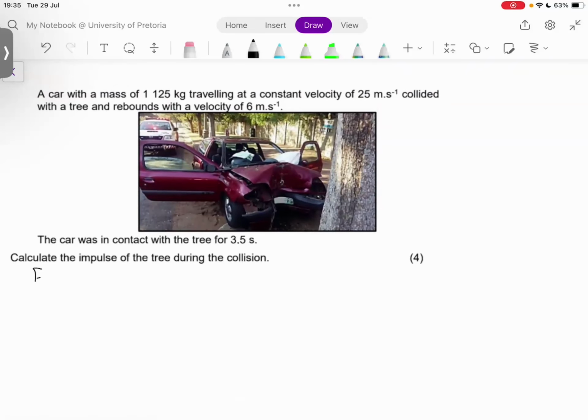The impulse formula is F net times delta T is equal to the change in momentum. Cool.